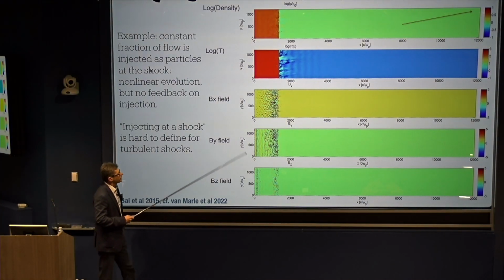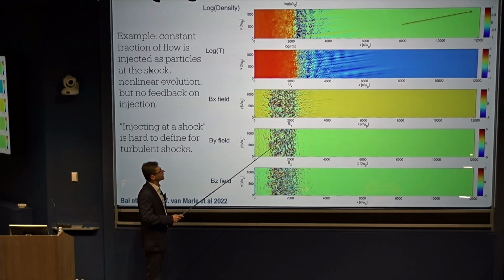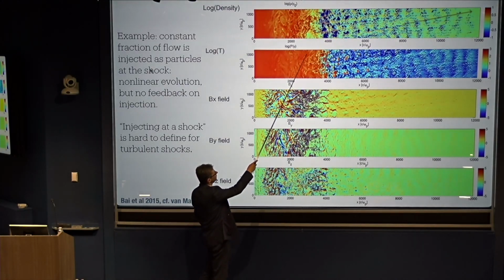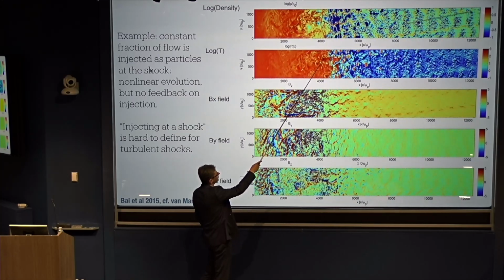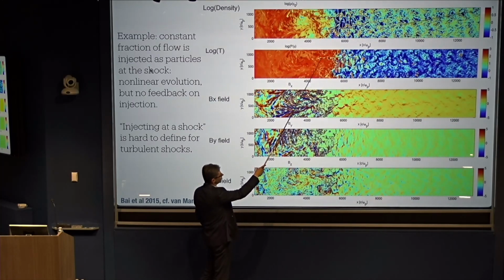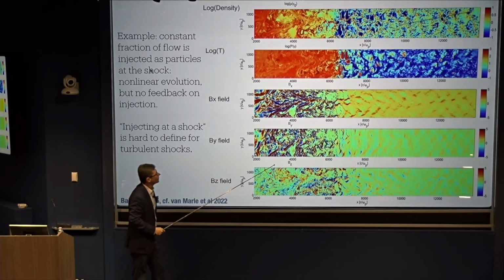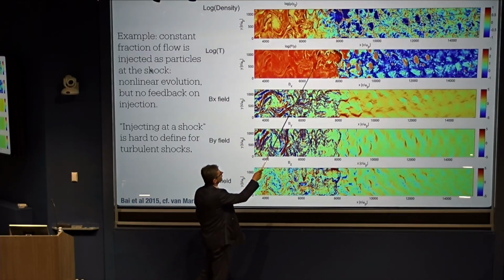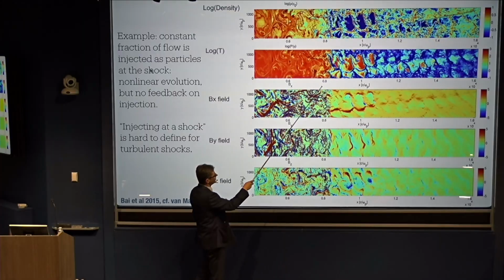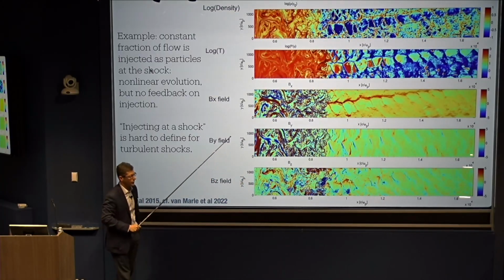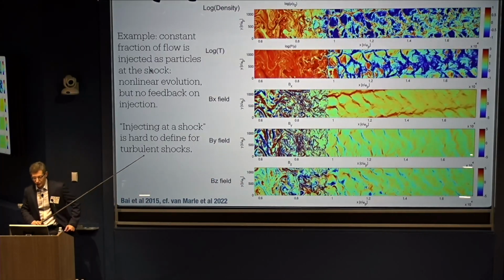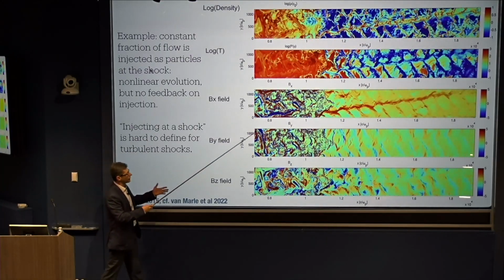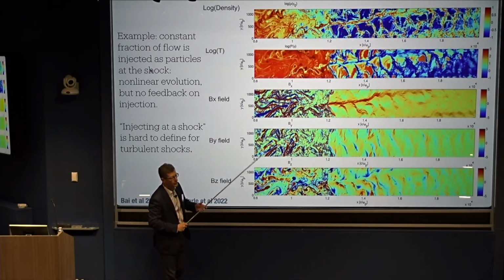The idea then is that you can do feedback. So here's an old simulation from 2015 where we were injecting cosmic rays at the shock at some fixed rate, and you can see strong turbulence develop in front of the shock. The only problem is that if you just keep injecting a constant fraction, you can break the whole simulation, because at some point it's not even clear where the shock is. It's now a turbulent mess. So really, real shocks cannot do that. They must somehow regulate their injection.